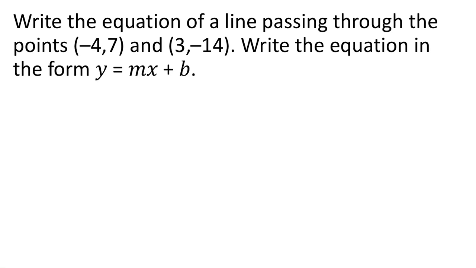Okay, let's write the equation of a line passing through the points (-4, 7) and (3, -14). We'll write the equation in slope-intercept form, no problem. First up, we have this ordered pair for an x and a y. The x is -4, the y is 7. And the second ordered pair, the x is 3 and the y is -14.